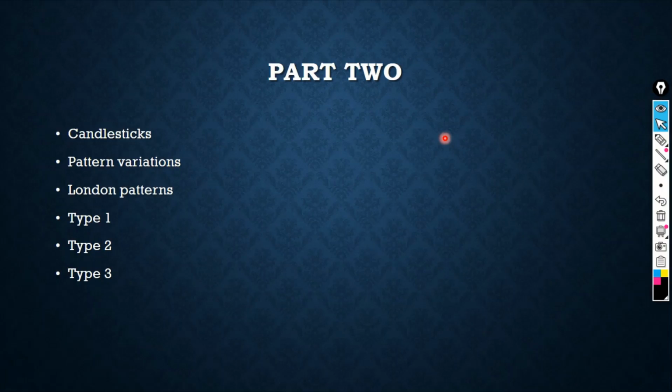Okay, so on part 2 today, I'm going to talk mainly on candlestick patterns, the pattern variations, what can vary. Like on the first day, I told you there are certain things it can vary: the severity of the stop and the times at which the moves come. Okay, so finally we are going to dive into the London patterns, type 1, type 2, and type 3. You have to understand what is type 1, type 2.